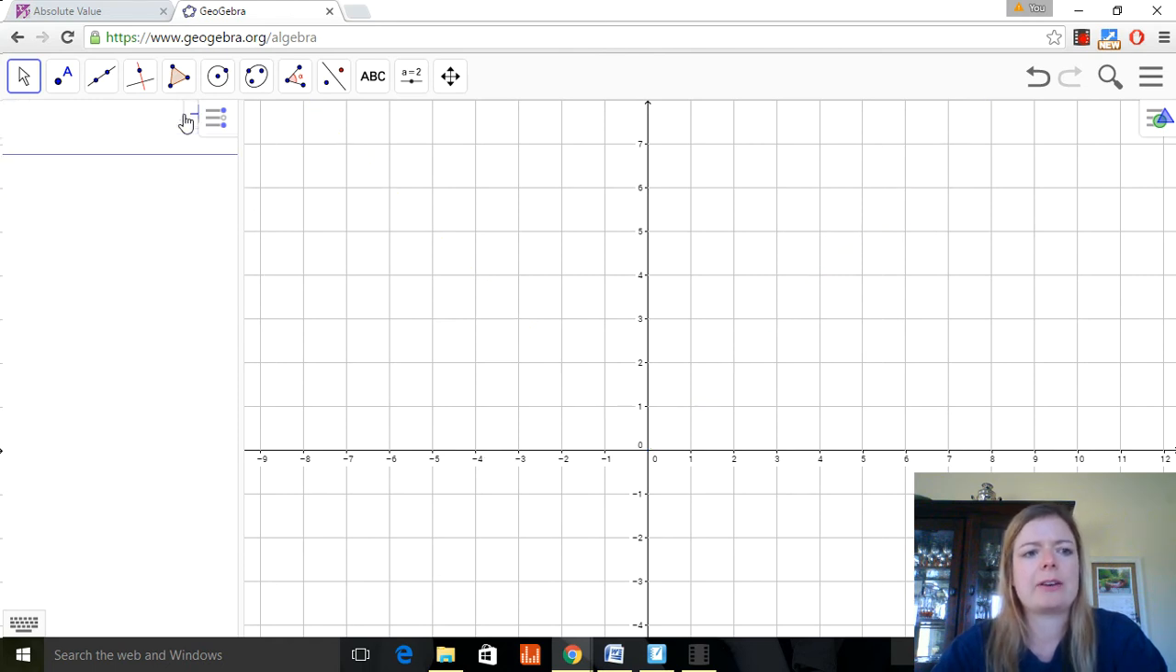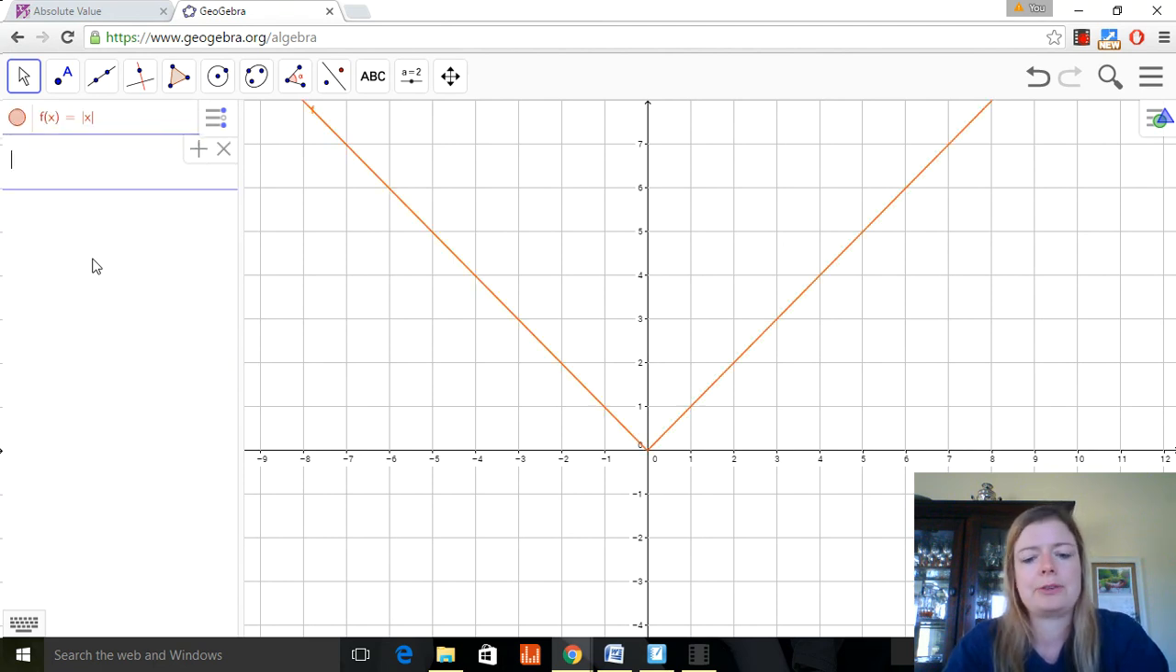I'm just going to take that out. Another way of writing it in GeoGebra is f(x) = and you write abs for absolute value. Notice this little thing came up. This tells you that yes, you are on the right track and you are writing a function. So abs(x), and that works too.